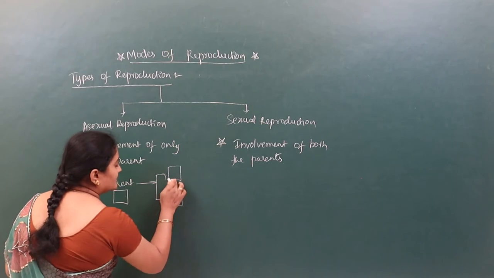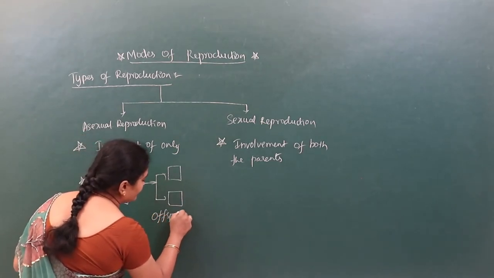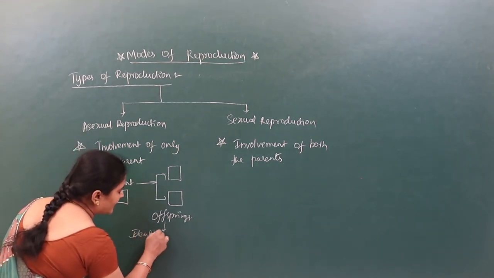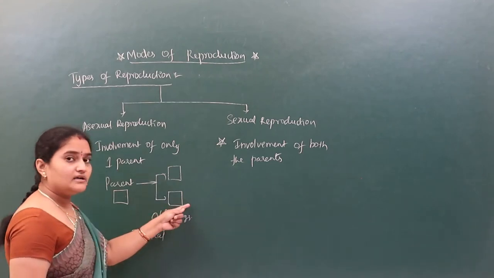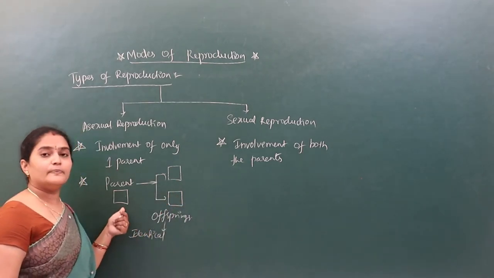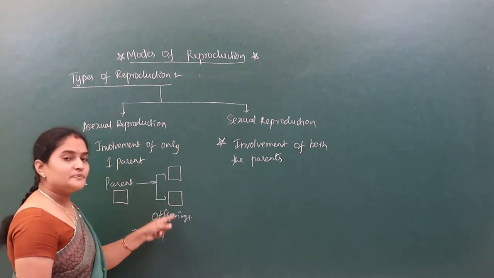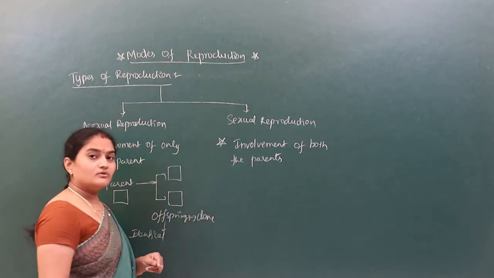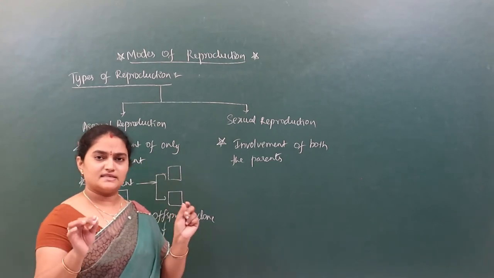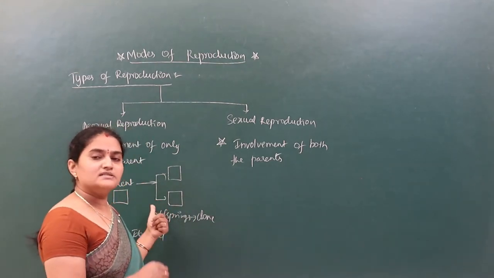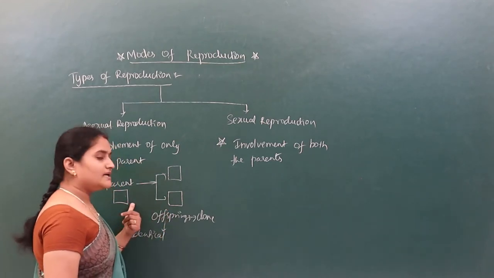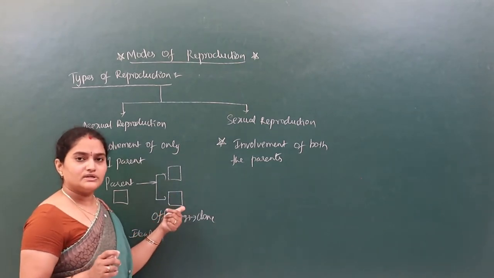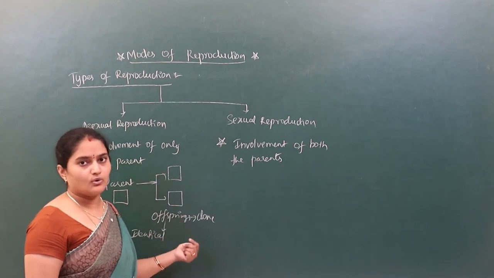These are considered offsprings, and these offsprings are identical to each other and identical to the parent also. That's why we can consider these offsprings a clone. A clone means an exact copy of one organism. Here the one parent cell undergoes division and gives rise to these offsprings, and they are identical to each other. That's why we call it a clone.